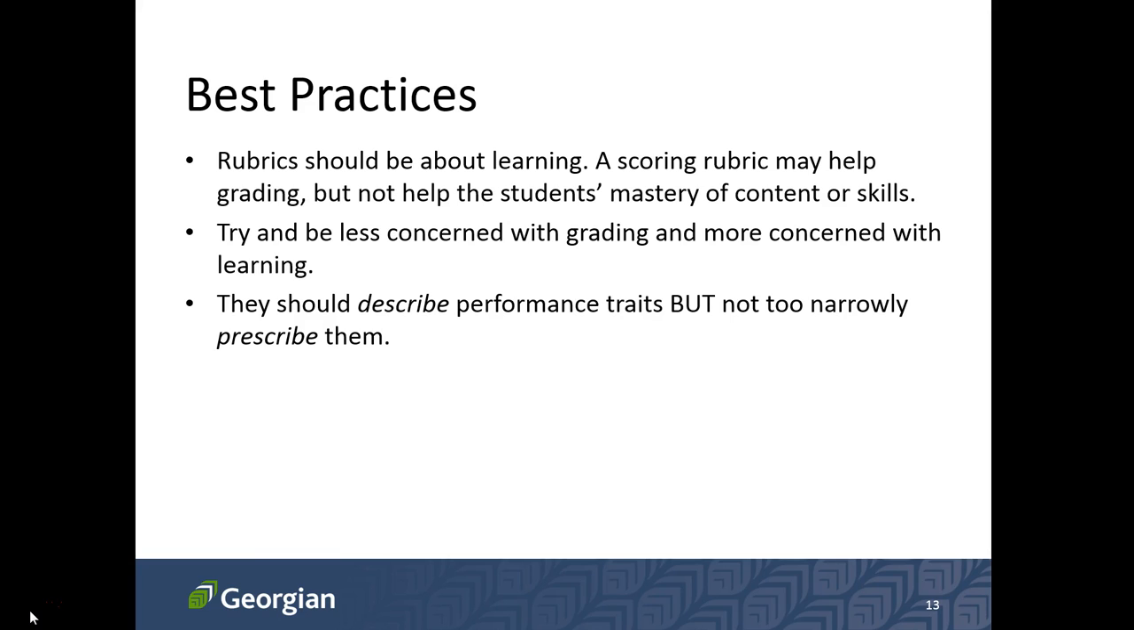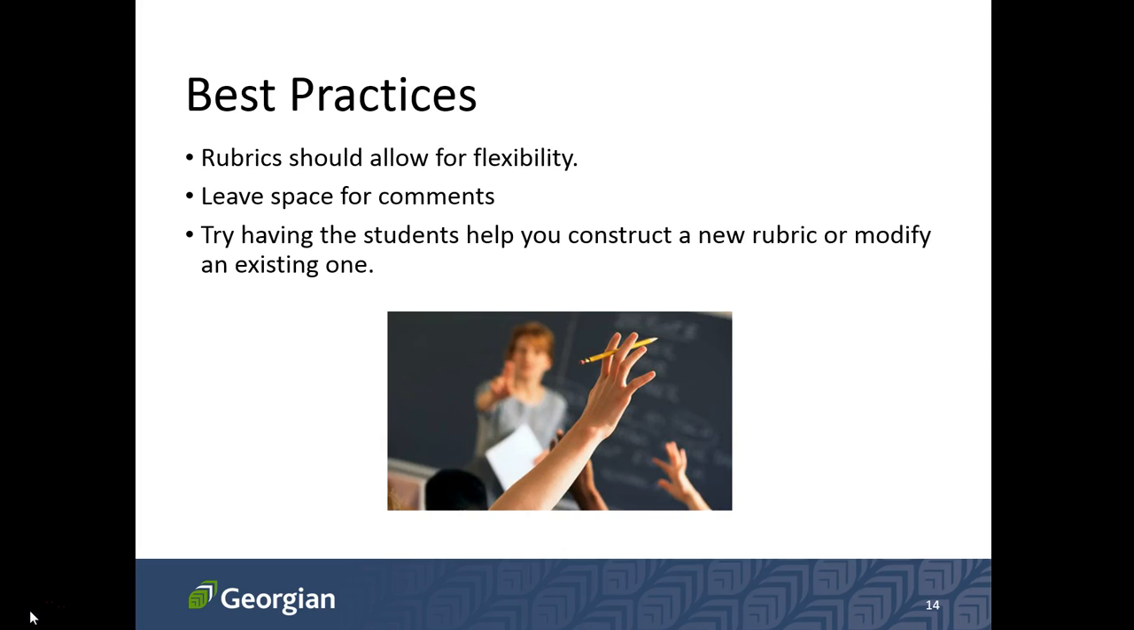And how you do that in a rubric is make sure that your rubrics describe performance traits, but don't narrowly prescribe them. So we don't want to be specifically telling students exactly what they need to do, but we need to be providing sometimes more general descriptions of what it is that we're expecting. One of the things that you can do is try and create some flexibility inside your rubrics. And again, it's more about describing certain things than prescribing certain things. Make sure that in your rubrics you leave space for comments. Make sure that the language that you're using is somewhat flexible so that if you find out that the rubric wasn't exactly perfect for your purposes, then you can change some things up.